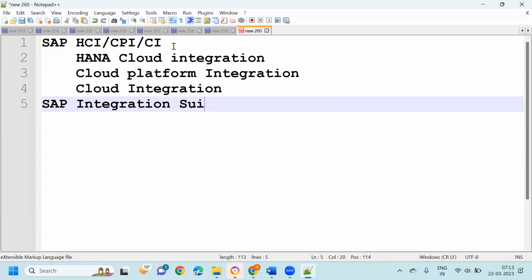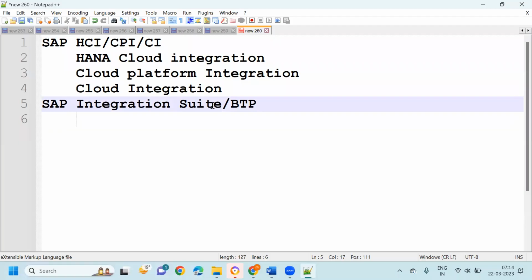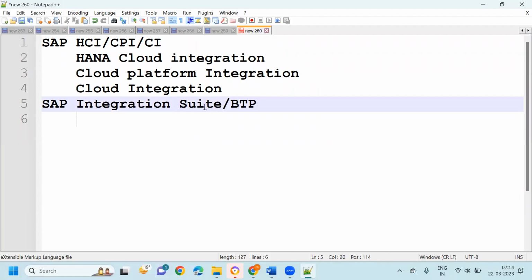Or it is also called SAP BTP, people will call it that also. It is one of the components of SAP BTP. If you talk about Integration Suite here, this Integration Suite is one package. It is a suite actually, and normally people will call it a suite. Integration Suite is one package, one repository.